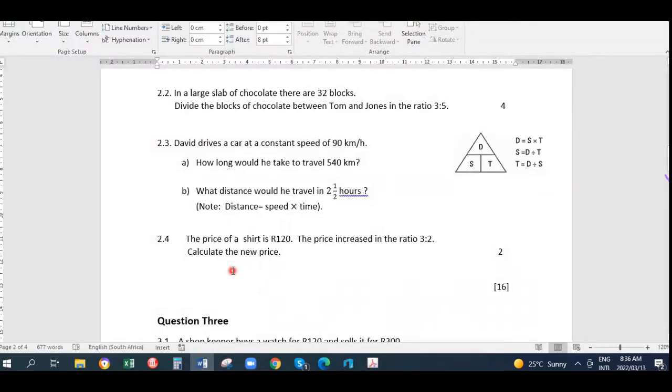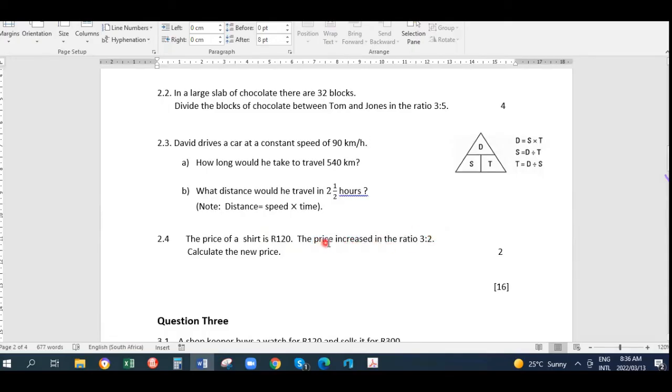The next question is to do with the price of a shirt, which is 120 Rand. The price increased in the ratio 3:2. Calculate the new price. Now, this is an increase ratio. With increase and decrease ratio, boys and girls, it's always the ratio times the amount. Ratios can be written as a fraction, so 3:2 is 3 divided by 2. The order is not important, remember the commutative property. So it'll be 3/2 times 120, or 120 times 3/2.